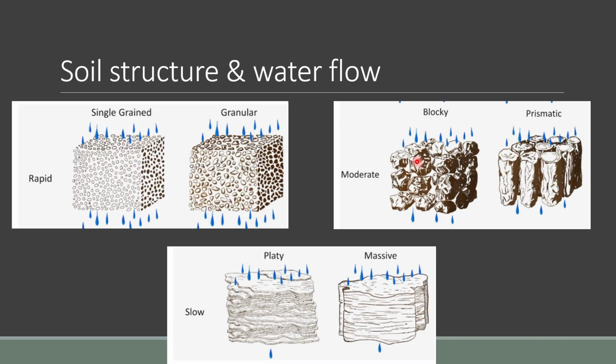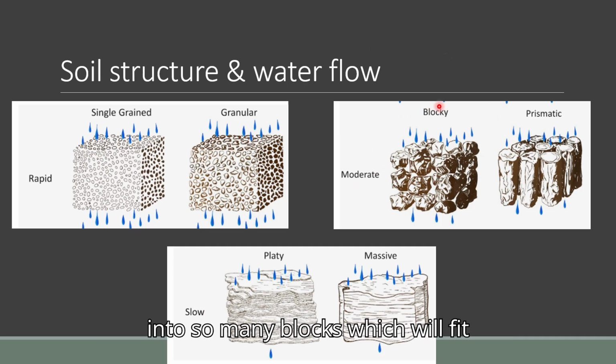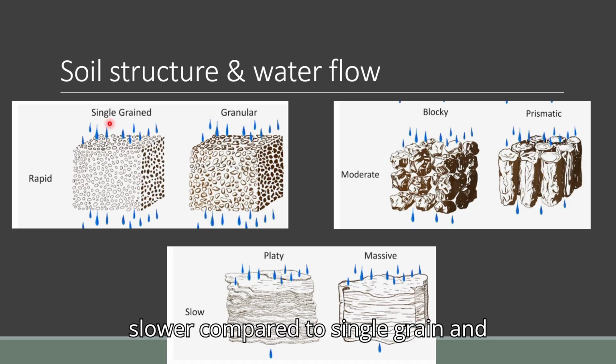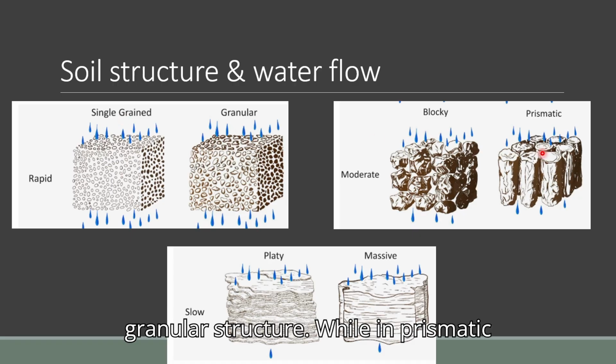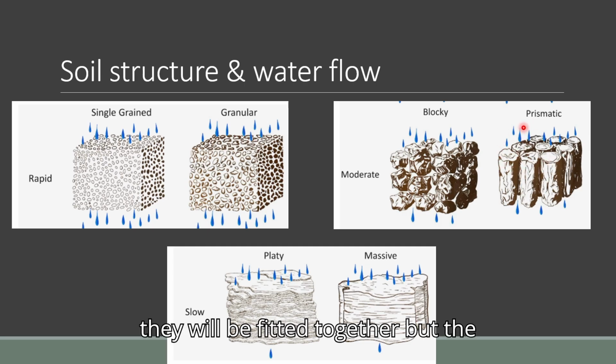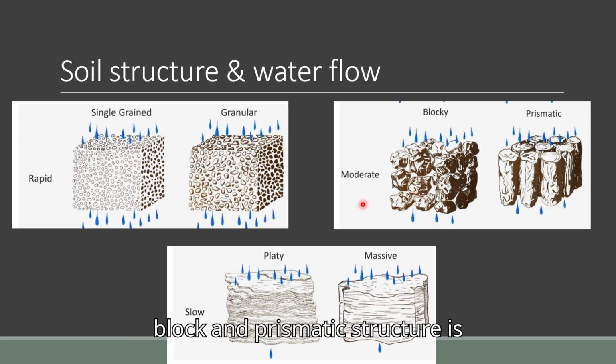Next, you can see the blocky and prismatic structure. In blocky structure, you have already studied, the soil is divided into so many blocks which will fit together. So when we pour water, water can still move, but it will be much slower compared to single grained and granular structure. While in prismatic, the individual units are arranged like pillar or column like structure. So they will be fitted together, but the water will move slower compared to single grain and granular. So water flow in blocky and prismatic structure is moderate.